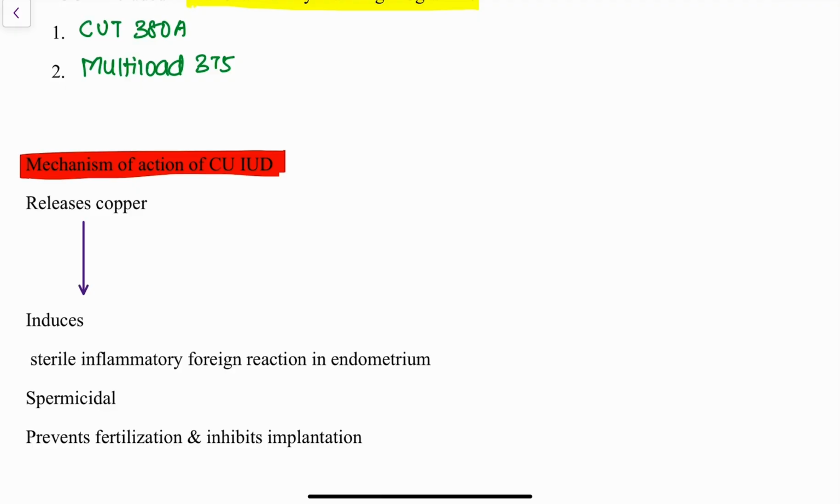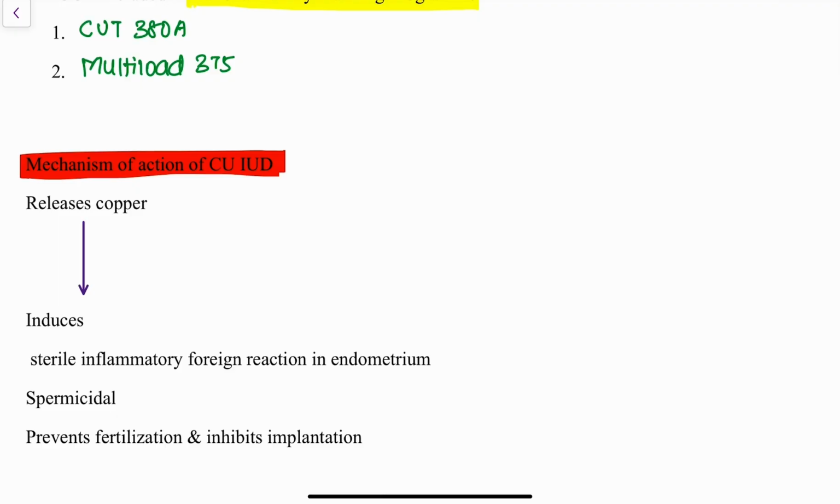And since this inflammatory reaction is going to make the uterine endometrium out of phase for implantation, it is going to inhibit the implantation as well. So it prevents the fertilization and it inhibits the implantation as well. Clear? So the mechanism of action of this Lippes loop and copper T is the same.